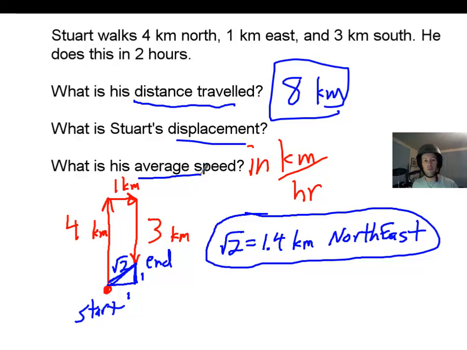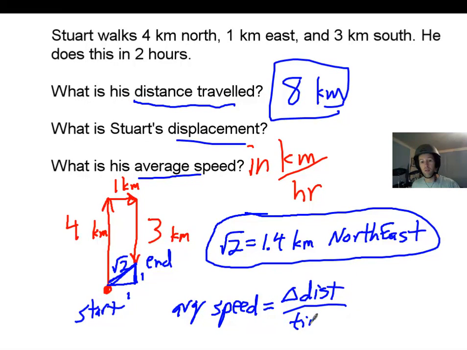Now for this last one, you want to remember that average speed is not displacement over time. It is the change in distance over time. So we already answered that distance. So that was 8 kilometers divided by 2 hours, and you end up with 4 kilometers per hour.